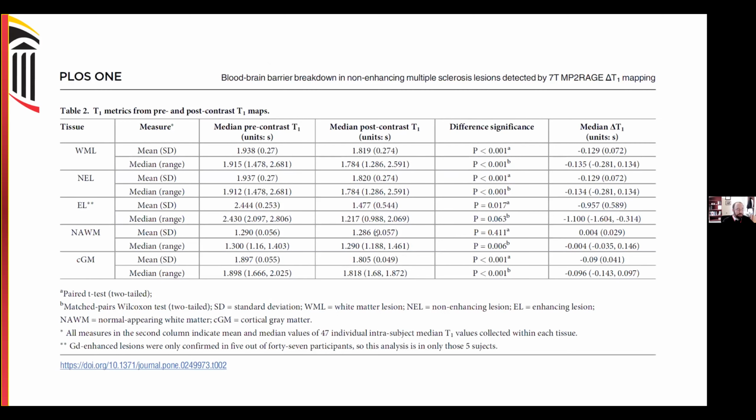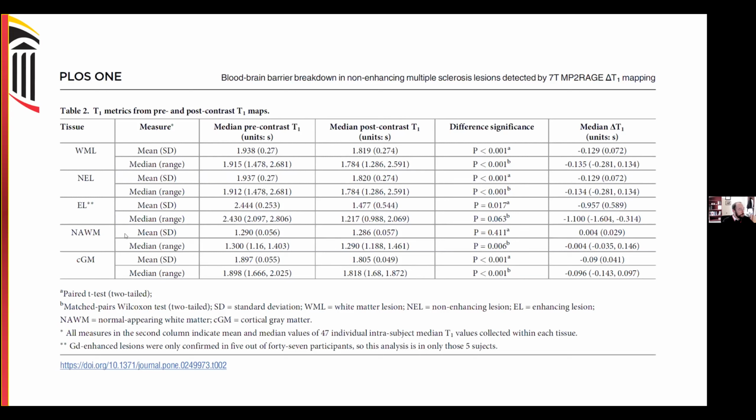And if you look at the values here, not unexpectedly, in enhancing lesions, if you compare the pre-contrast T1 to the post-contrast T1, you have a very significant change, a delta T1 of almost a full millisecond in the visibly enhancing lesions. However, in the non-enhancing lesions, there is also a significant change pre and post-contrast. It's about a tenth of a millisecond, but it's there, and there's a significant difference between pre and post-contrast in the non-enhancing lesions.